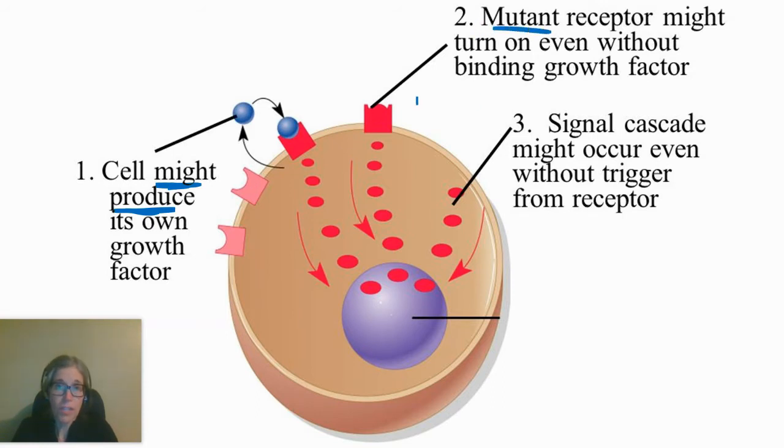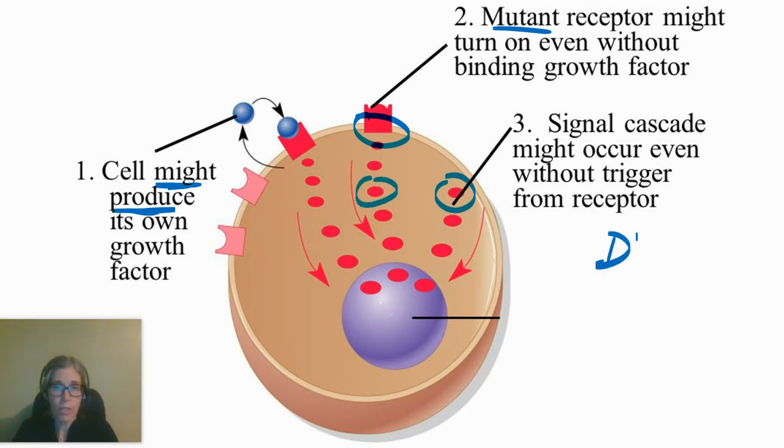Or it could instead have a mutation on the cytoplasmic domain of that receptor, and so it starts the signal transduction cascade even without a growth factor there. Or the receptor might be just fine and only respond when there's an actual growth factor from another cell. But it could be somebody in the signal transduction cascade that's mutated.